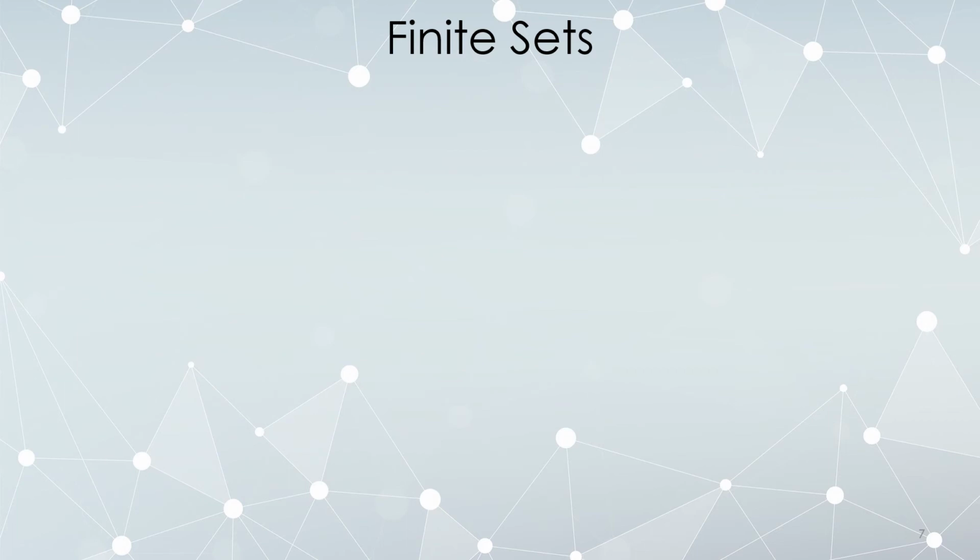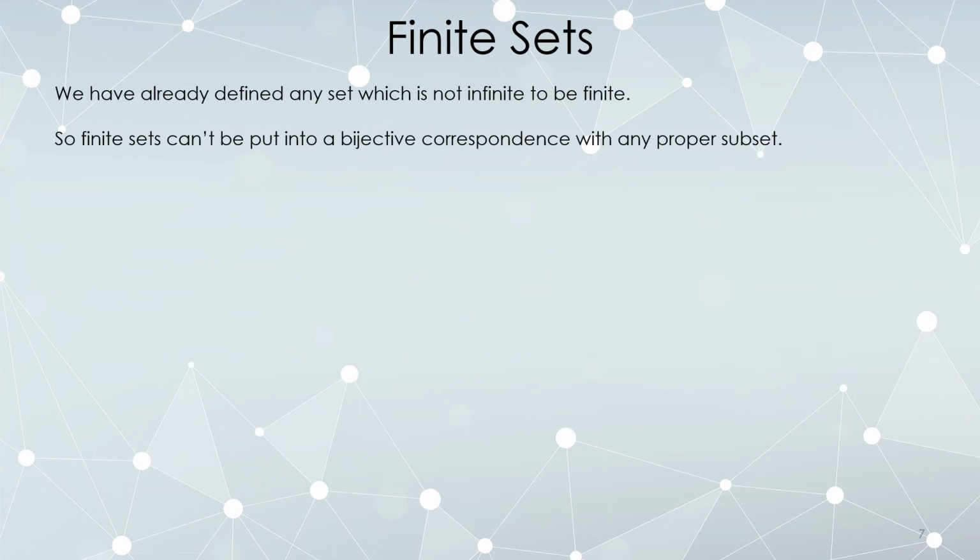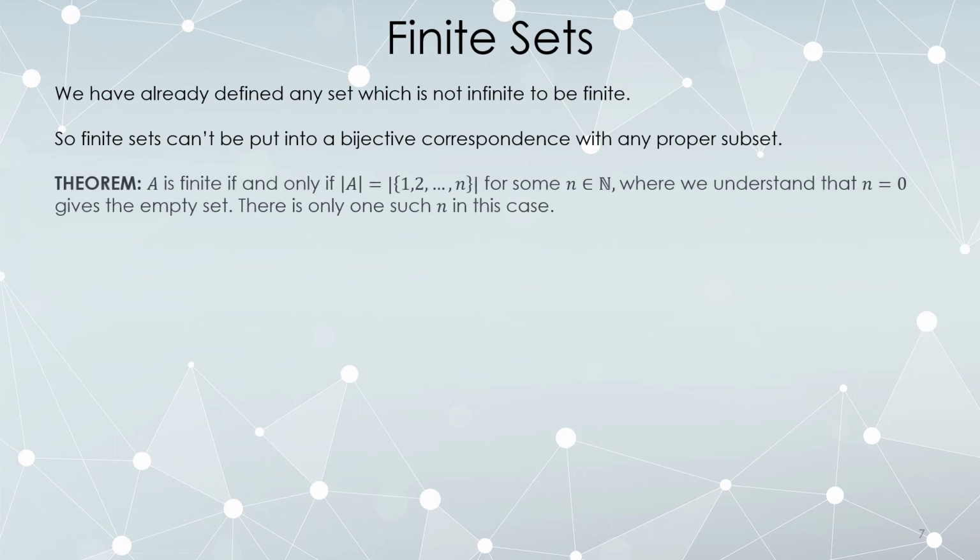Well, we've talked a little bit about some infinite sets. Let's talk about some finite sets. Now, by definition, a set is called finite if it's not infinite, but that's not terribly helpful. It just means a set is finite if it can't be put into a bijective correspondence with any proper subset of itself. So here's a theorem. A set A is going to be finite if and only if its cardinality is the same as a subset of the natural numbers of the form 1 through n.